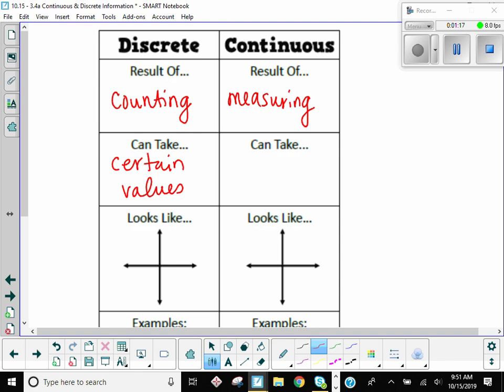But continuous information can take any value in a certain range. So again, if I was measuring your height, I'm 5'5", so if I had been measuring my height from when I was born, I was probably around 20 inches when I was born. So my height from 20 all the way up to 65 inches, that's a smooth, continuous measurement. And it can take any value in that range, anything in between.